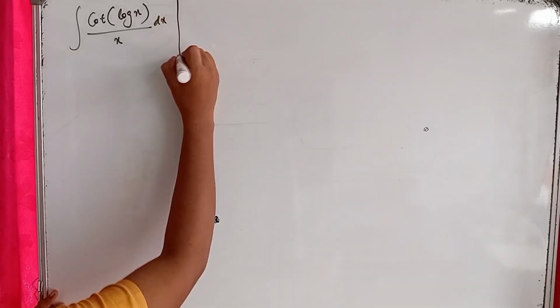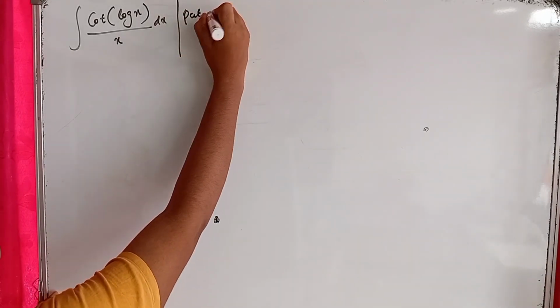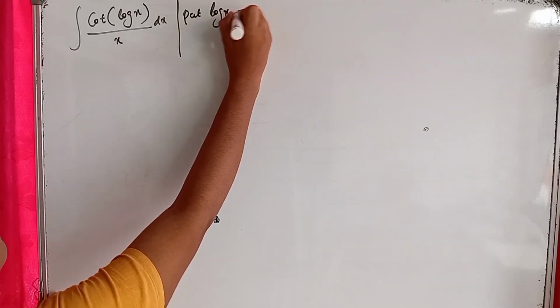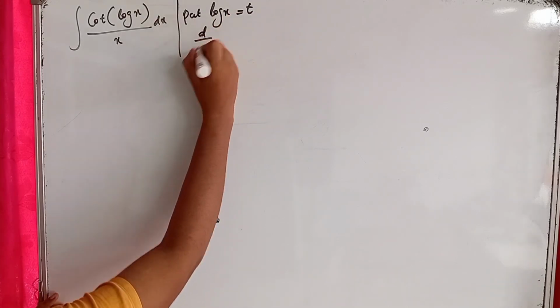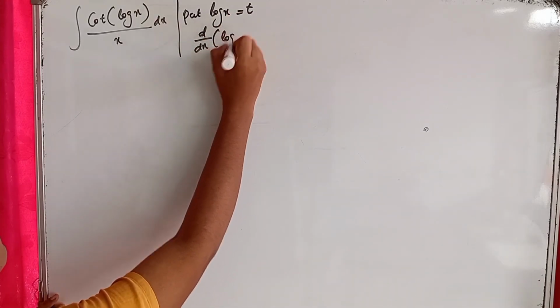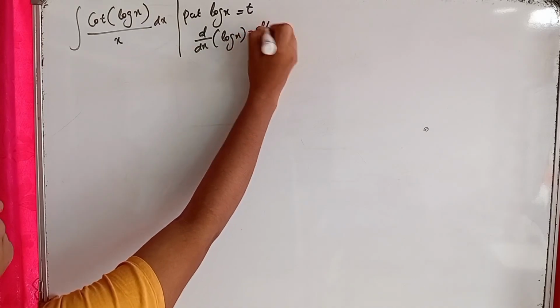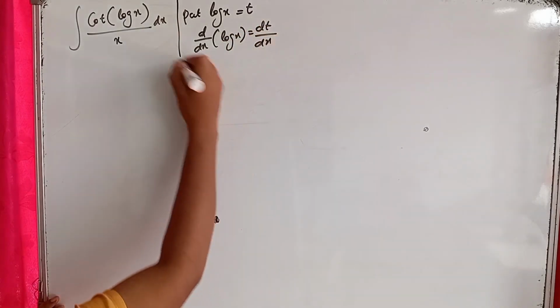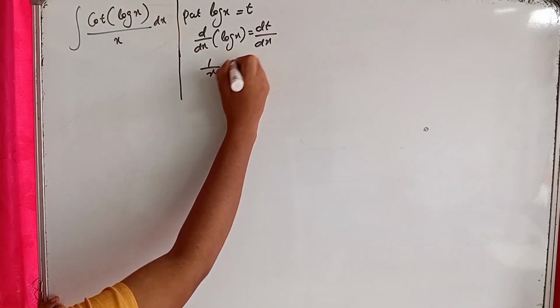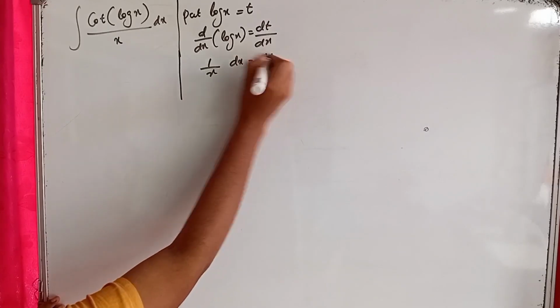The next question, integrate cot log x by x dx. So here we put log x equal to t. Now differentiate both sides with respect to x. So what is the derivative of log x? Which is 1 by x. So the left side becomes 1 by x dx equal to dt.